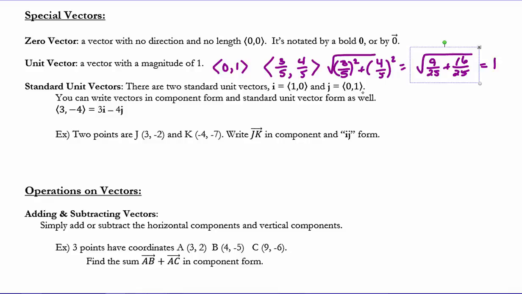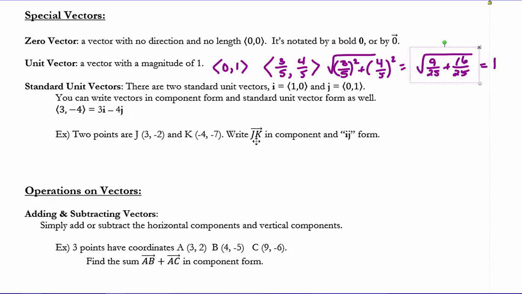And the reason these are important is because you can write vectors in component form and in what's called standard unit vector form, and that's when you use i and j to write the vectors. So 3, negative 4 becomes the sum of multiples of i and j, so it's 3i minus 4j. So an example would be if I have these 2 points here and I want to write JK in component form and what sometimes I shorthand to ij form rather than saying standard unit vector form. I'll just say ij form.